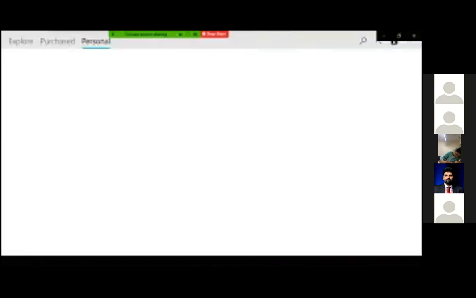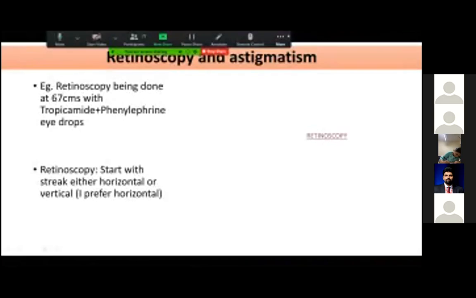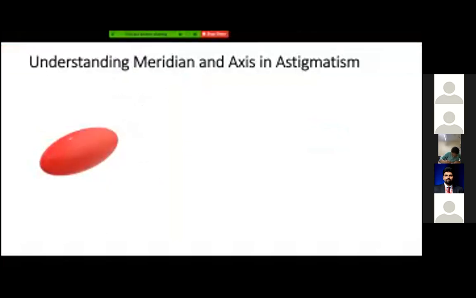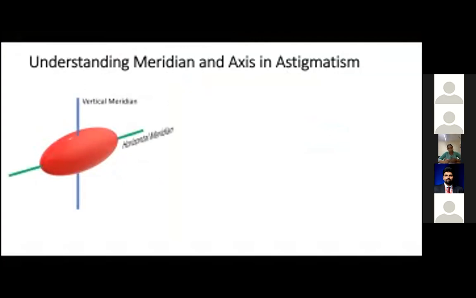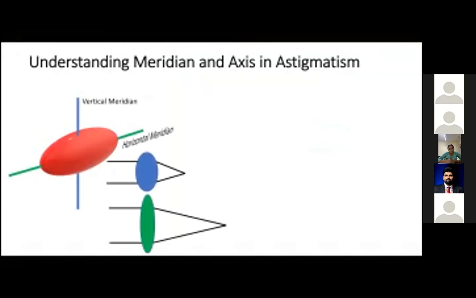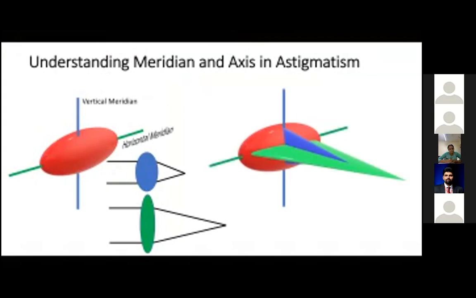So before seeing how an astigmatism prescription is given, let us quickly understand the concept of meridian and axis in astigmatism, because again, this is something which is very poorly understood. So look at this toric surface over here. You can see this has a blue vertical meridian and a green horizontal meridian. From the look of it, you can understand that the horizontal meridian is more curved, whereas the vertical meridian is less curved. And if we see it in the 3D model, we can see that the vertical meridian focuses at plane A, whereas the horizontal meridian, being more curved, focuses at plane B.